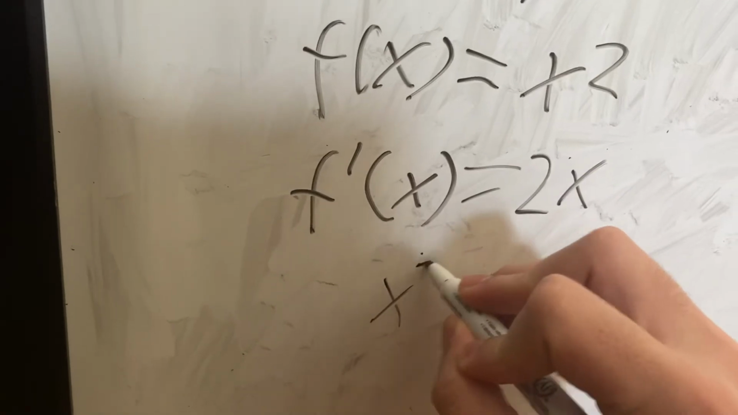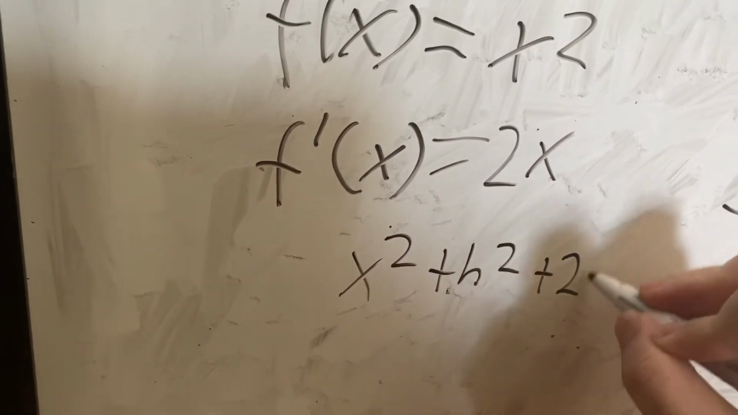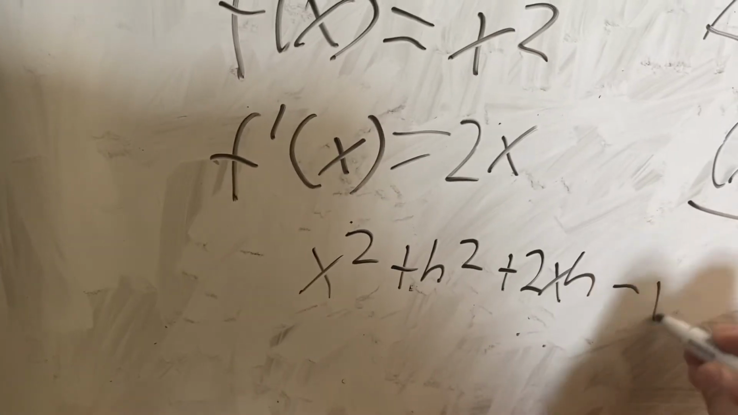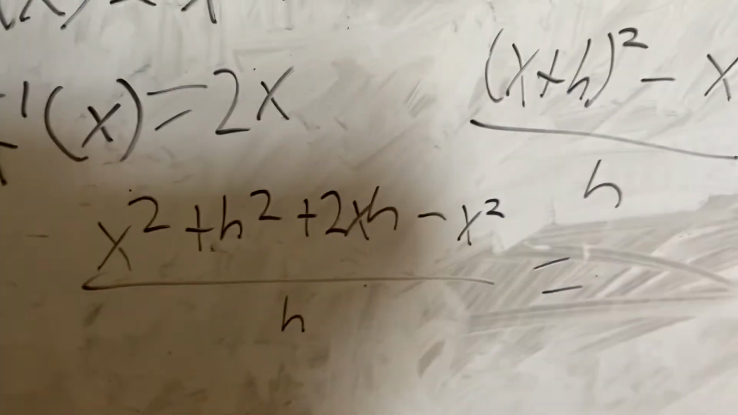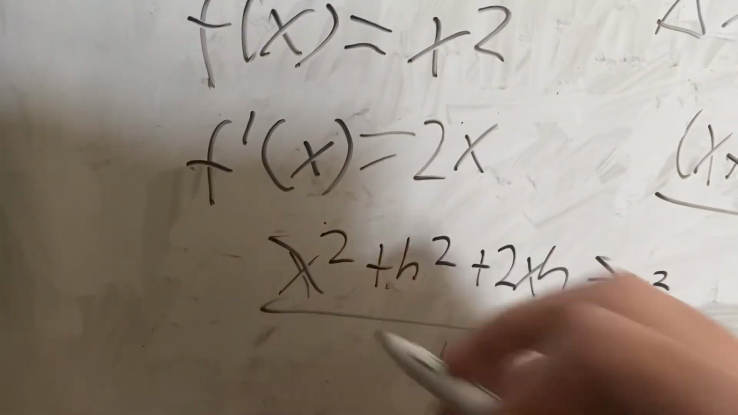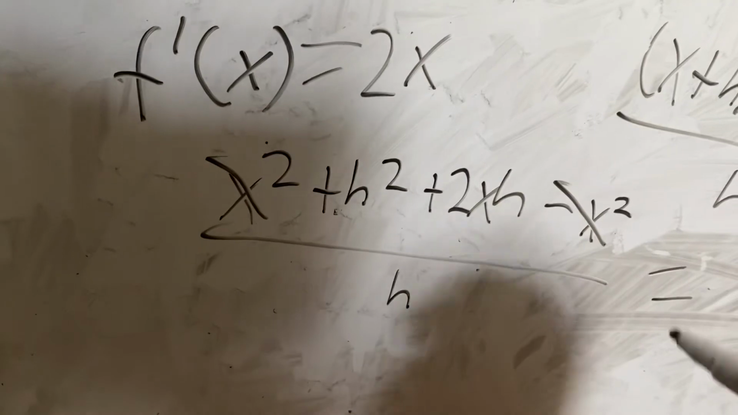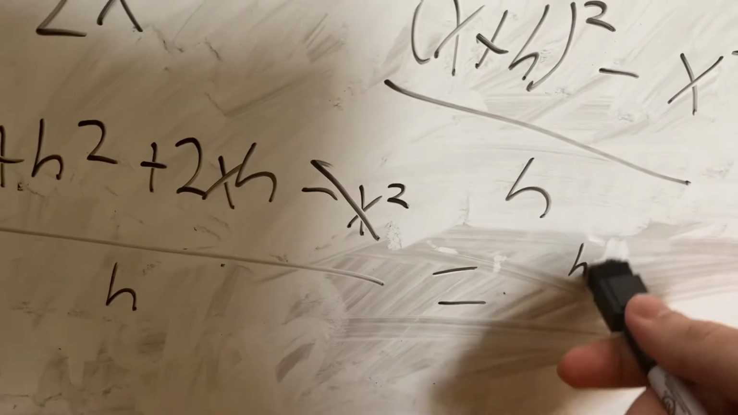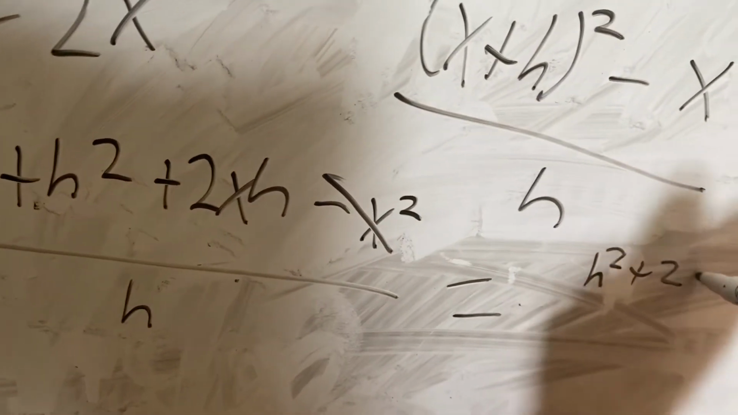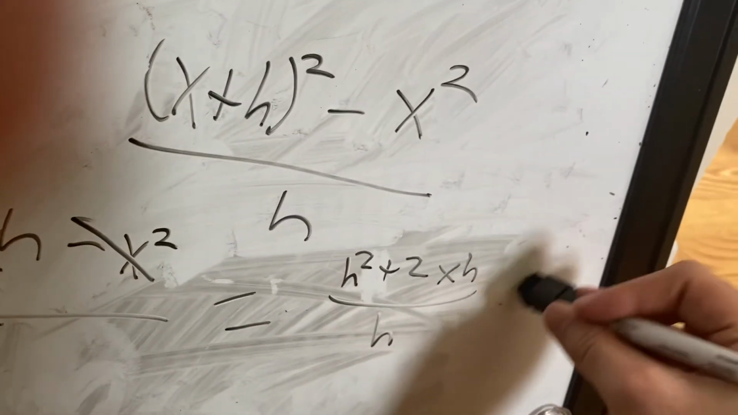So this is going to be x squared plus h squared plus 2xh minus x squared, divided by h. So let's simplify this down a little. So the x squareds cancel out, right? x squared minus x squared. So we're simply left with h squared plus 2xh divided by h.